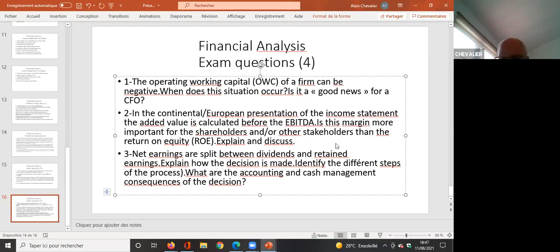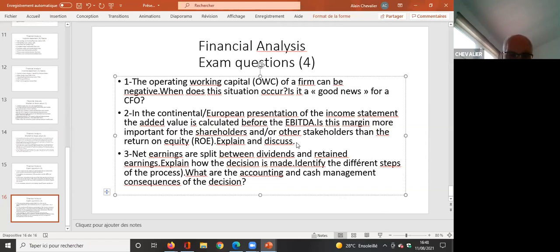Clearly, the answer is no. The shareholders don't take into account, or are not interested in, the added value. They are interested in the return on their investment. And what is the investment? It is the level of total equity. So they are interested in the improvement and growth of the return on equity.